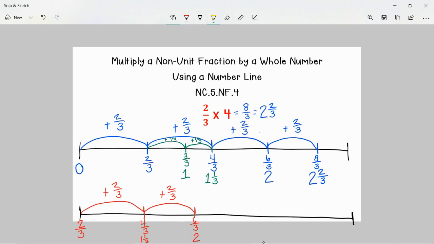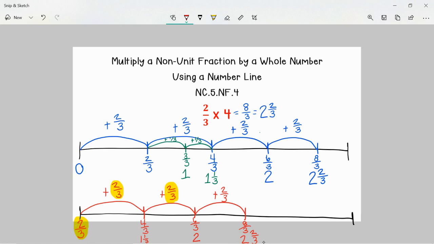And now let's just stop and think about how many groups of 2/3 we have so far. Here is one group of 2/3. We began our number line at 2/3 already, so that's one group. Here's another group of 2/3. We have 2/3 twice, and here it is again. So we have 2/3 3 times so far, but we know we need 2/3 4 times. So I'll need to make another jump of 2/3, and that would be 8/3, or 2 2/3. So you see we get the same product using either strategy.